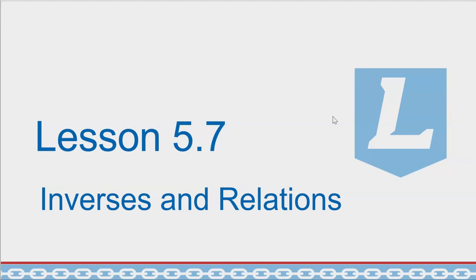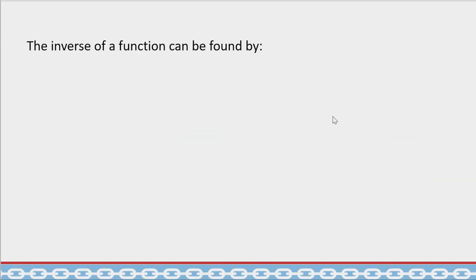Lesson 5.7, finishing up chapter 5, inverses and relations. Sounds like it might be tricky. It's really not too bad. So, the inverse of a function can be done simply by switching x and y.